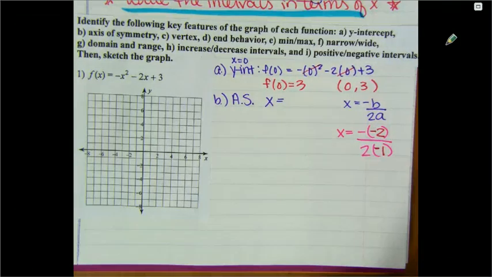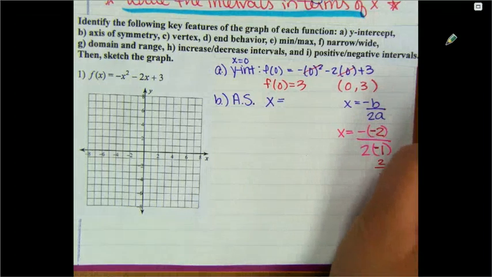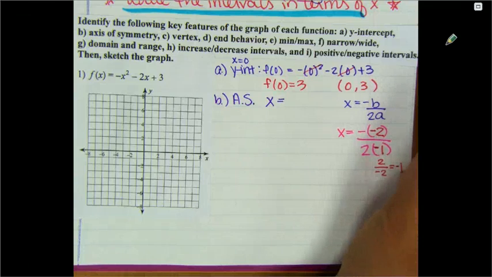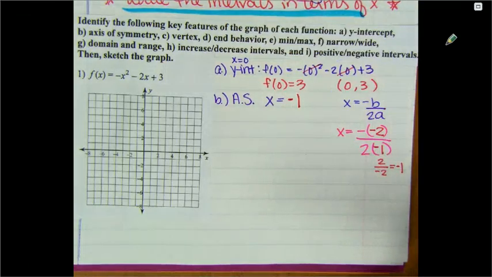Negative times negative is what? Positive 2 over negative 2, which is what? Negative 1. So the axis of symmetry is x is equal to negative 1.